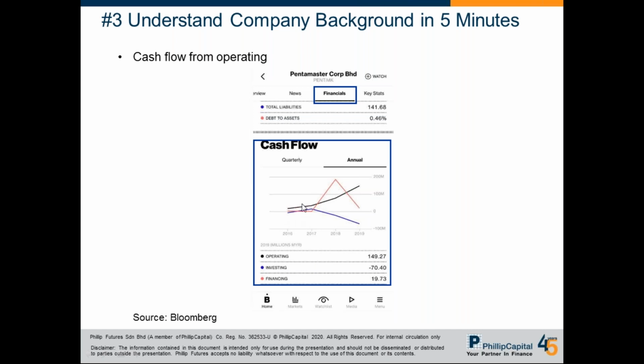So as long as the black line is moving above the zero, this is the zero, to me that is good enough. At least the company is making money, is receiving money back from their debtors. So yeah, this is to understand the company cash flow.